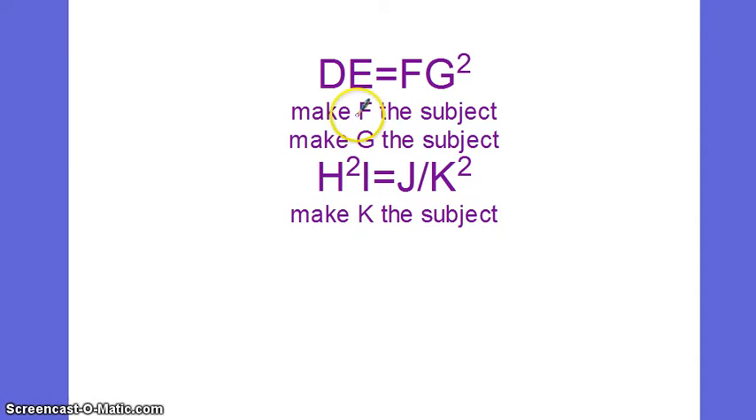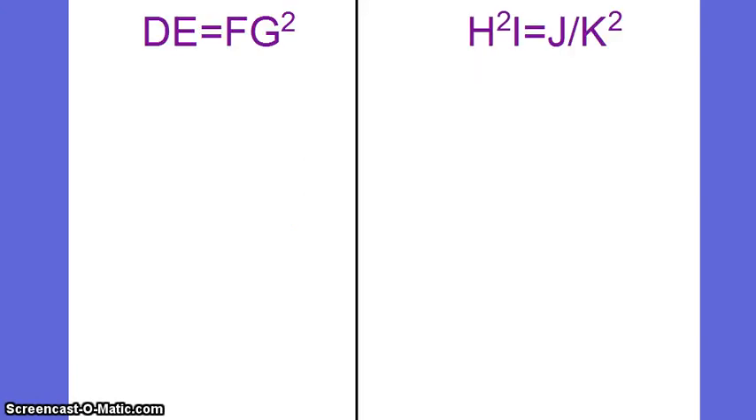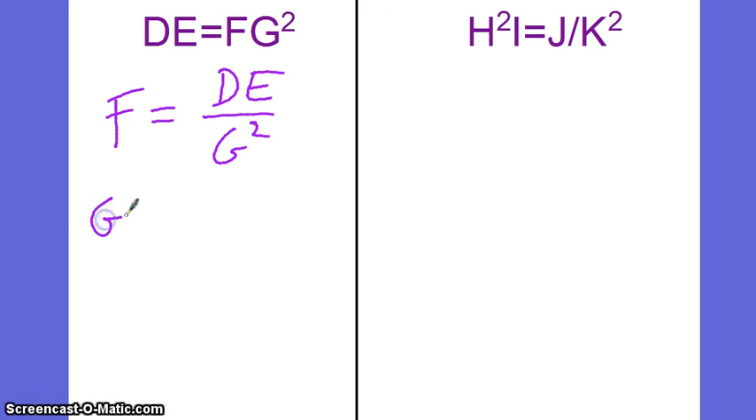So, again, last one, F on its own, G on its own, and K on its own. If you want to pause. Okay, so getting F on its own, hopefully you can see it's just going to be D, E, over G squared. It's just similar to what we've been doing earlier, but to get G on its own, probably best off again getting G squared on its own, because you get D, E over F, and then square rooting.